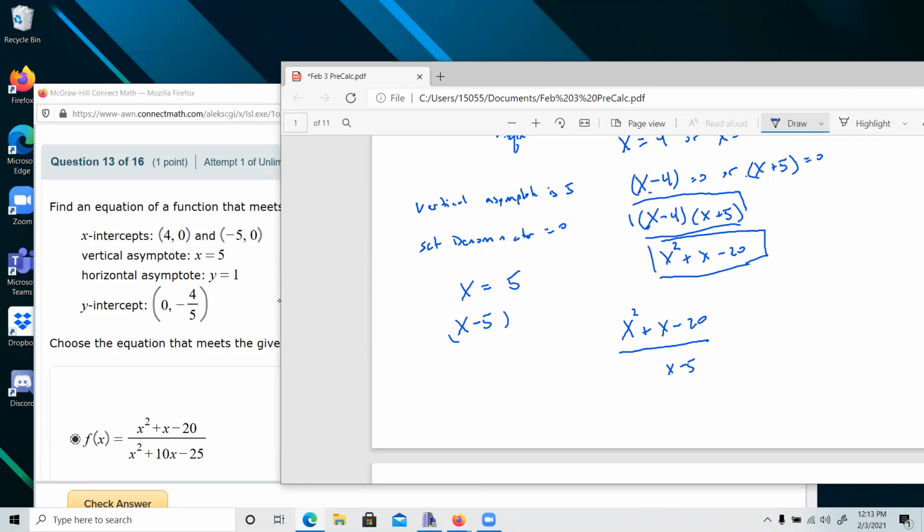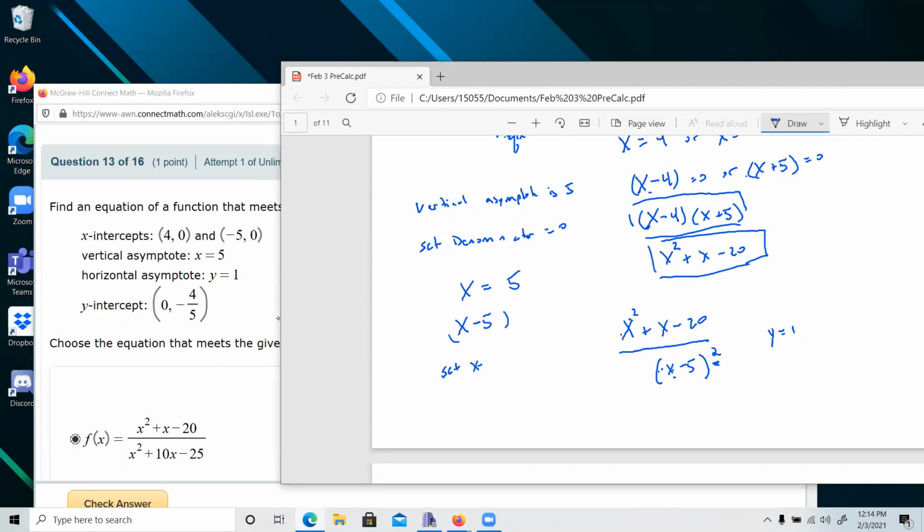And that means the degree of the top has to equal the degree of the bottom. Well, they only gave me one vertical asymptote, so we're going to have to make this a squared to match that, so that y equals 1 can be a horizontal asymptote. I'm not jumping to this 2 here, I'm making an argument as to why it has to be a 2. And then the y-intercept, that's when x is equal to 0.